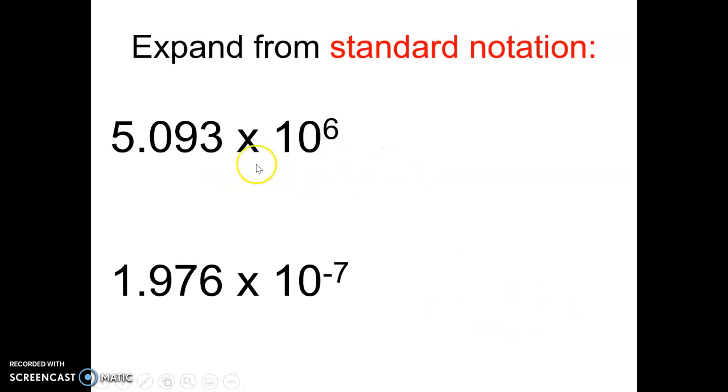These ones now you're going to reverse. We have it in scientific notation or standard form, and we're going to expand. So what would be this full number here? That would be this. All you do is move the decimal 6 places. How about this one?